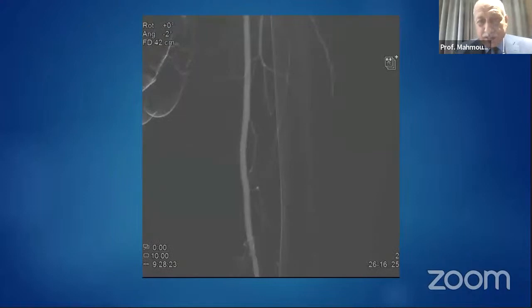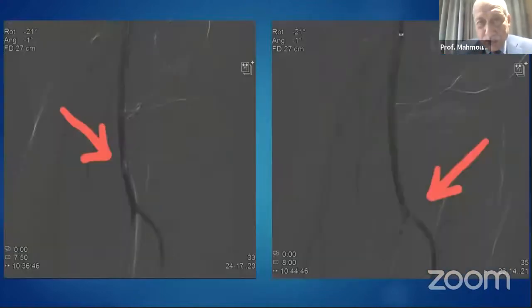Another case, we had acute thrombosis that occurred during the procedure. You can see the arrows showing thrombus in the popliteal and in the trifurcation.